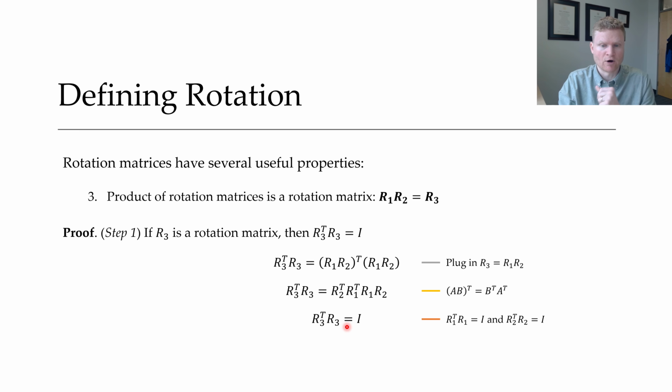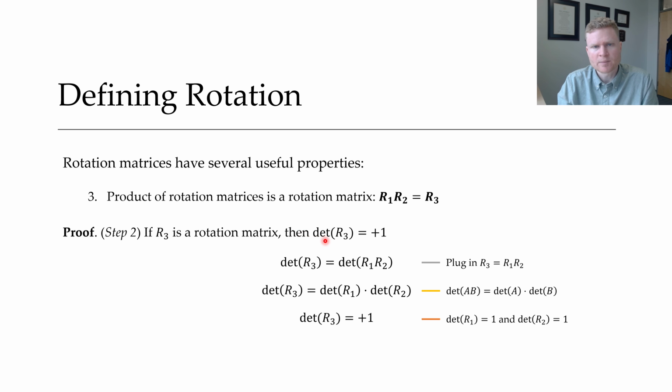We still have one more step to go, though. We need to show that the determinant of R3 is equal to plus 1. Right? This is enforcing the right-hand rule for this rotation matrix. So I'll say the determinant of R3, that's equal to the determinant of R1 times R2. Again, just plugging in this equation. Now there's a nice property of determinants where the determinant of A times B is equal to the determinant of A times the determinant of B. And I'll apply that right here.